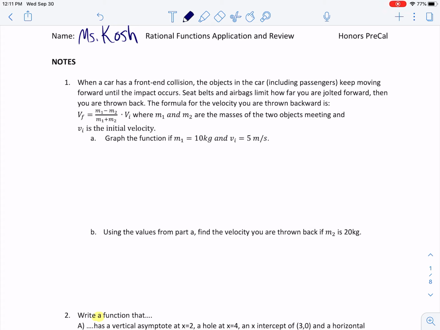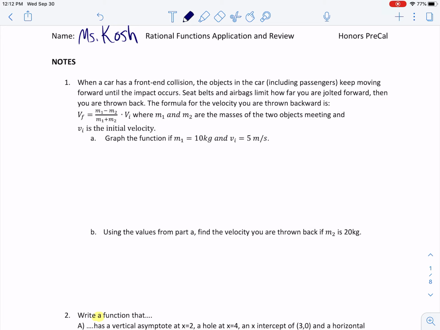Okay, in this one, they tell us a car has a front-end collision. When a car has a front-end collision, the objects in the car, including passengers, keep moving forward until the impact occurs. Seatbelts and airbags limit how far you are jolted forward, then you are thrown back. The formula for the velocity you are thrown backwards is v sub f equals (m1 minus m2) over (m1 plus m2) times v sub i, where m1 and m2 are the masses of the two objects meeting, and v sub i is the initial velocity.